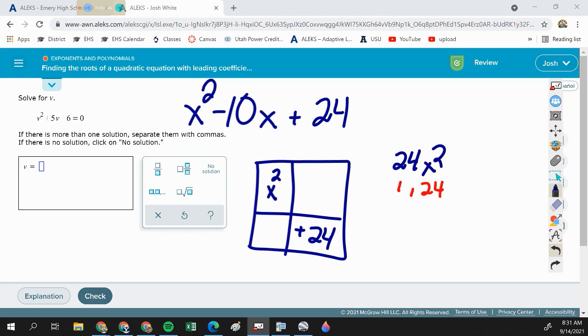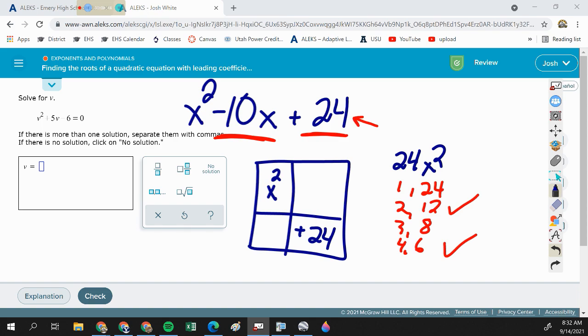1 and 24, and I recommend doing them in order. That way you won't miss one. 2 and 12, 3 and 8, 4 and 6, and 5 doesn't work, and that's the end of the list. Okay. Will one of those make a negative 10? Well, we have two of them again, right? 2 minus 12 is negative 10, and negative 4 minus 6 is negative 10. So which one works for both?